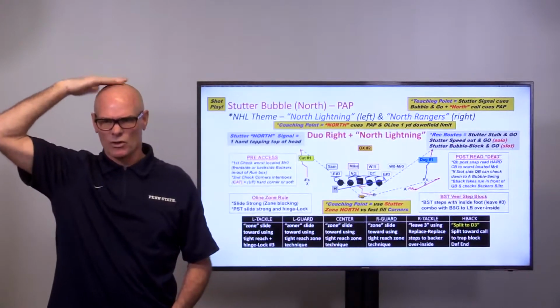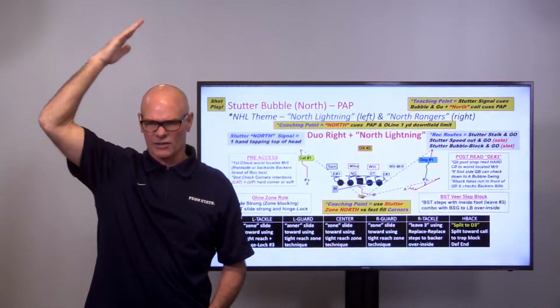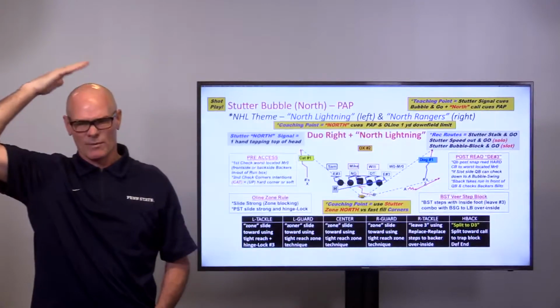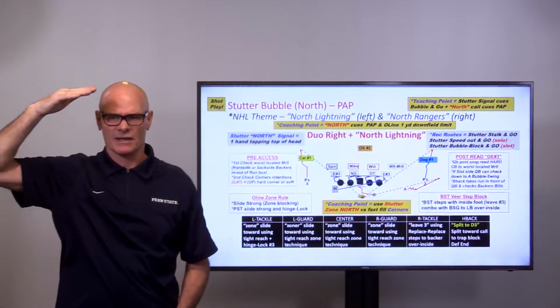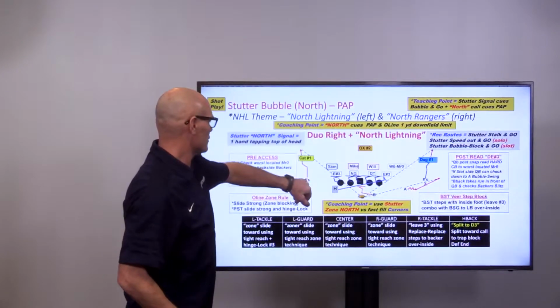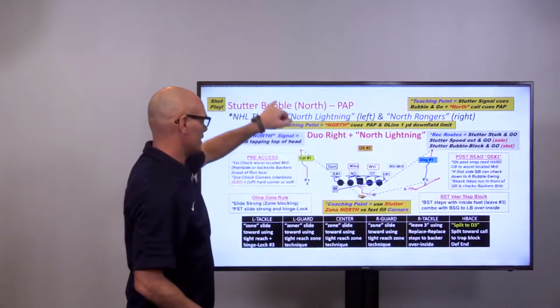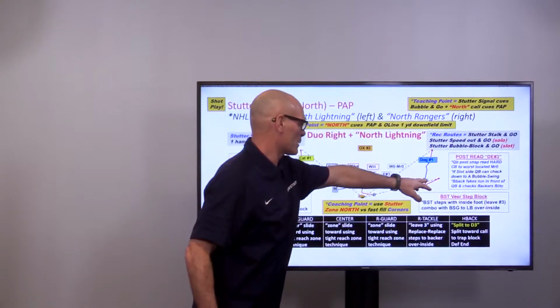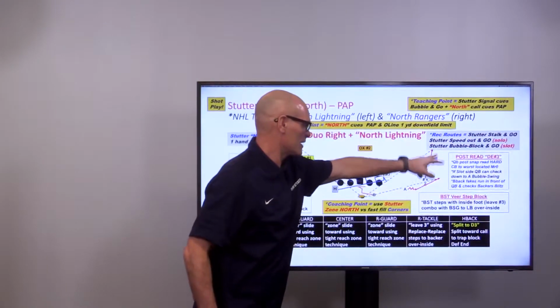Double move. We do what we call a stuttered north. So the signal is this. Quarterback still says north because it's top of the head, and it's lightning. Now that tells the receivers they're going to do, the receiver normally does his out, he's going to do an out and up. The bubble here, we're going to block and go, and we're going to bubble and go.